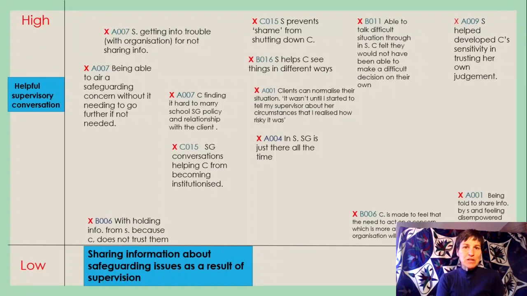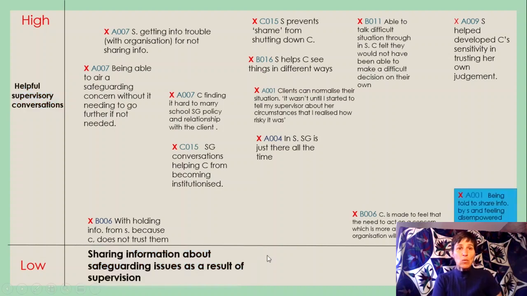So I've spoken so far about how data can be viewed and opened up. We are now going to look at positionality maps and the data itself. Now, sometimes statements are made that seem to contradict one another or seem to be at either end of the polarity. And in order to understand some data that came out about safeguarding, I created an axis. So on the left, I've got helpful supervisory conversations, and down below, I've got the sharing information about safeguarding issues as a result of supervision.